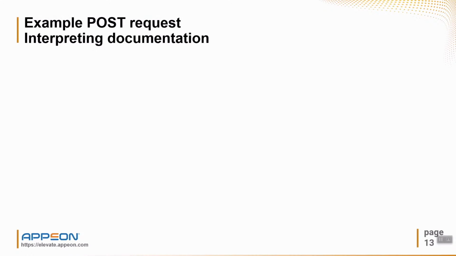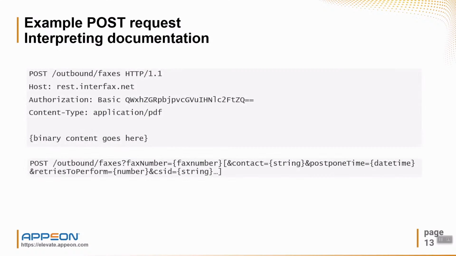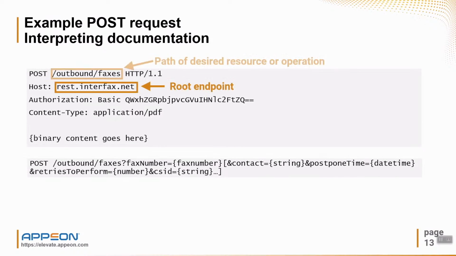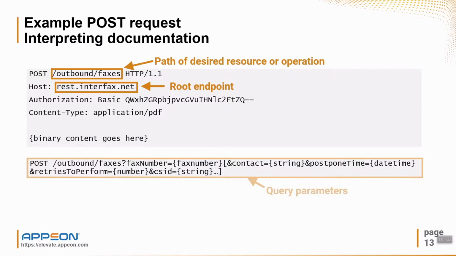Let's look at some documentation for a post request. Every vendor documents things a little differently, but hopefully you'll find something that looks a little bit like this. This is our endpoint. This is the path of our desired resource or operation. And these are the query parameters. And there'll be a separate section that describes what each of these parameters do.